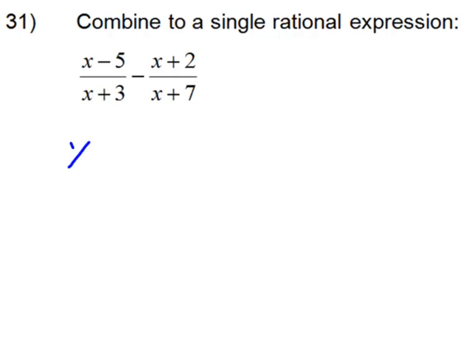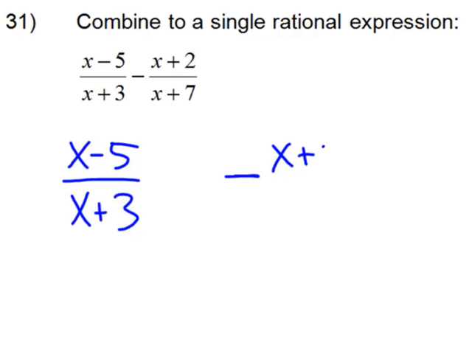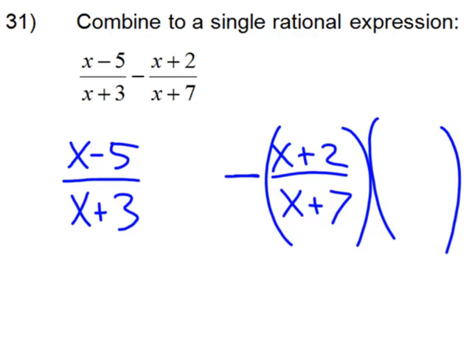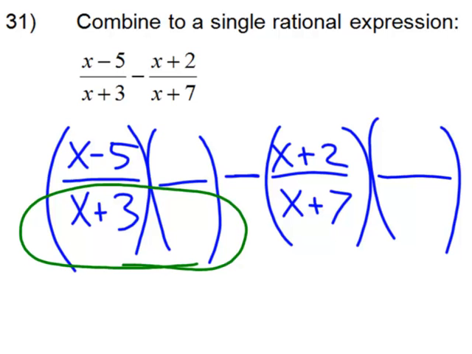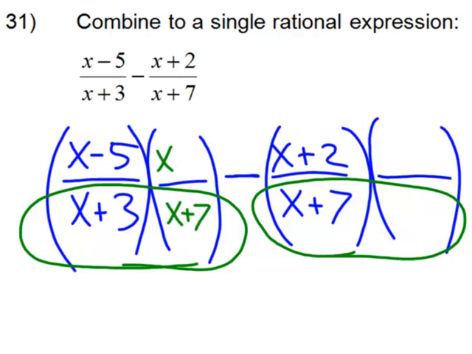So I would write this x minus 5 over x plus 3. Let's leave some space here and then subtract the x plus 2 over x plus 7. The idea for the space is to figure out what we need to put beside these individual fractions to get a common denominator. The common denominator must include an x plus 3, and it must also include an x plus 7. So let's put those into the empty spaces. x plus 7, x plus 7.